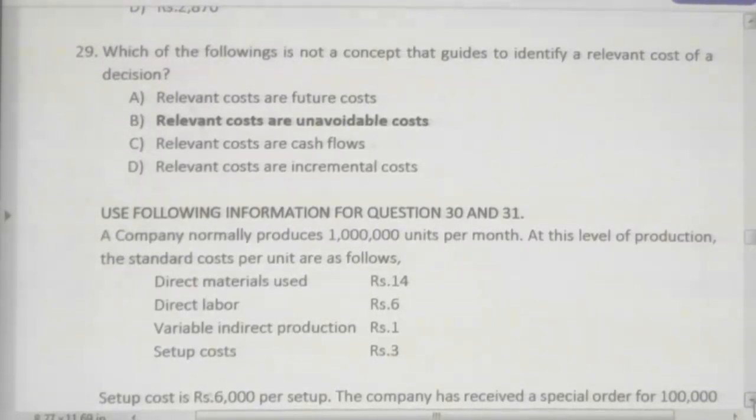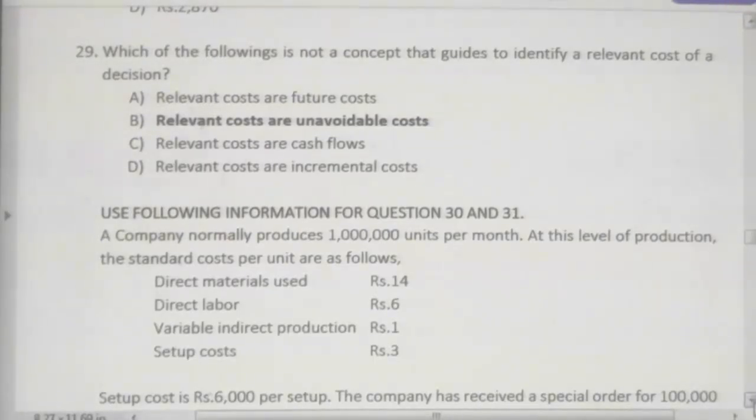Then, relevant cost only considers cash flows. Non-cash expenses you will ignore. Therefore, relevant cost talks about only cash flow expenses. Future expenses, cash flow expenses, and relevant cost considers the incremental cost. That is, cost that will increase due to taking this decision. If you do not take this decision, you can save that cost. That is incremental cost. Therefore, the three major characteristics of relevant cost are: it is a future cost, it is a cash outflow, and it is an incremental cost.